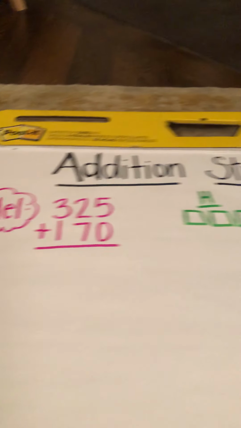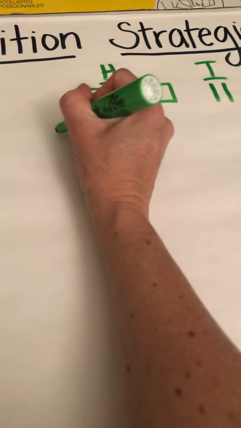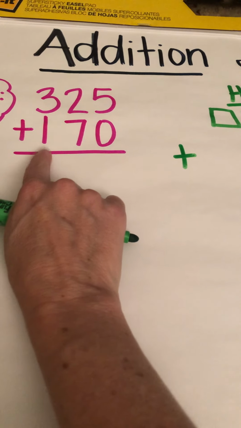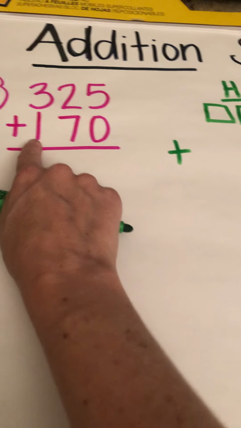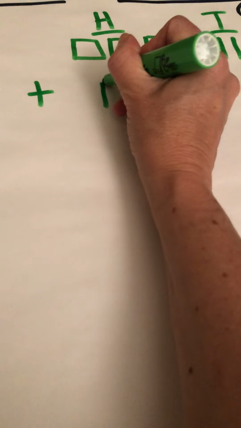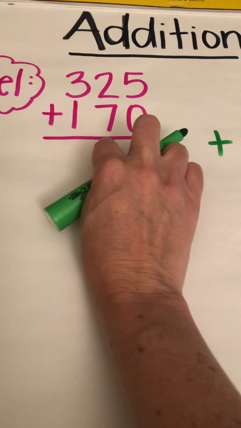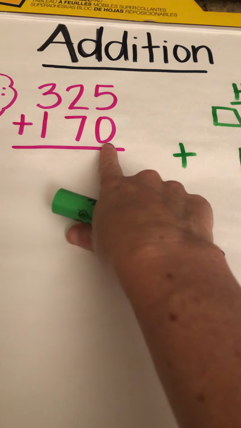All right, next we're going to make our model look just like our equation. So I'm going to go ahead and add that plus sign, and now I'm going to draw a model for the next number. So how many hundreds do I have? I have 1 hundred. So I'm going to represent that with 1 hundred. I have how many tens? 7 tens. So I need 1, 2, 3, 4, 5, 6, 7. And lastly, I have 0 ones.